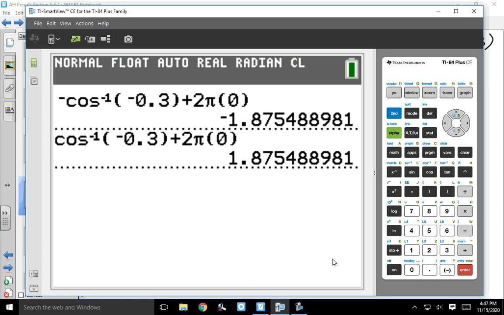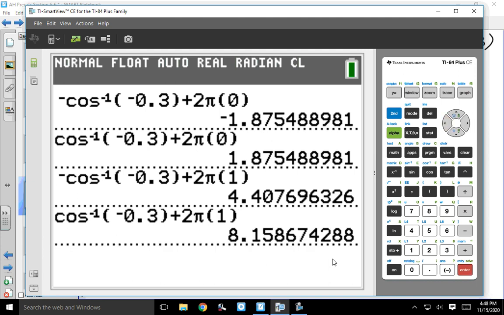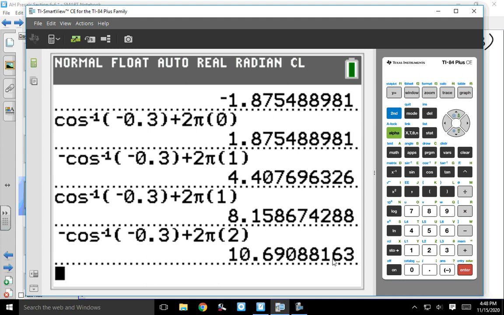And now we're going to move forward to n equals 1, but I want the negative cosine inverse with n equals 1. That gets me a value of 4.4. And I want to do this again, but I want to use the positive cosine inverse with n equal 1. There's the first 3 positive answers. Let's do this 2 more times. Use the negative cosine inverse with n equal to 2. And finally, use the positive cosine inverse with n equal to 2.